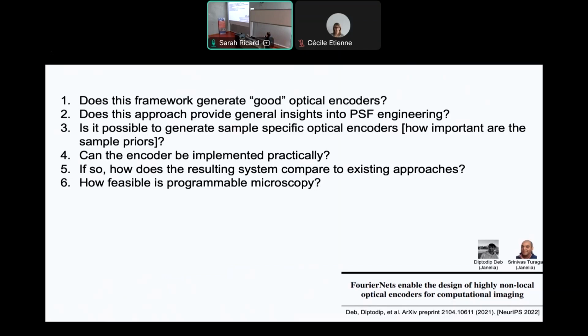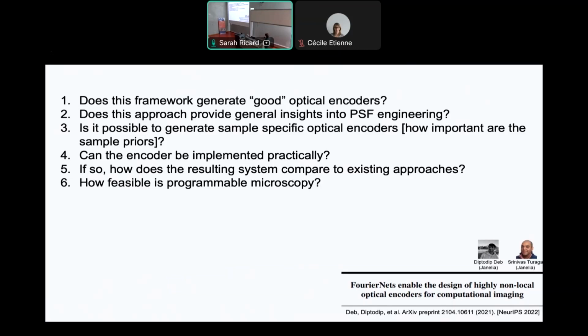So one of my questions was: does this approach actually give you good point spread functions? And are those point spread functions something that humans would have come up with? Because we have a lot of experience, right, trying to do volumetric imaging for an extremely long time. Does deep learning give us anything new? Or are we actually ending up in a regime where humans could have thought of that anyway?